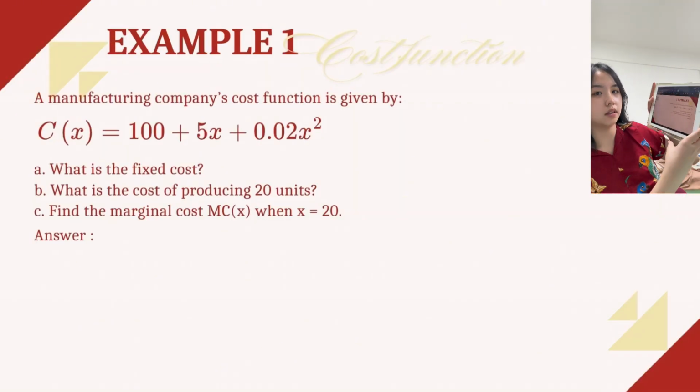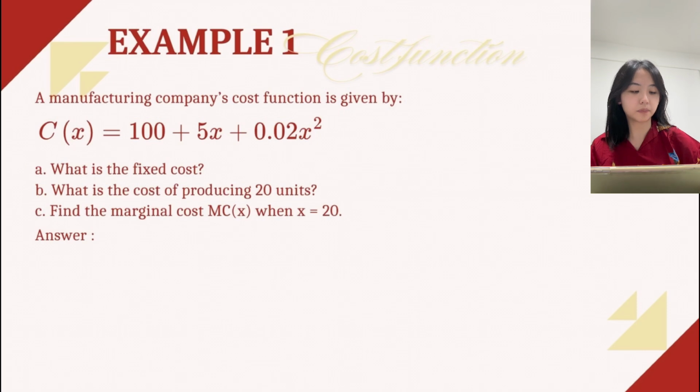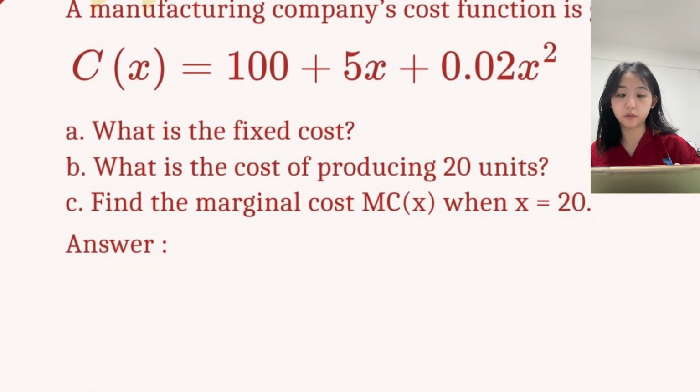That's an example of the cost function, and let's do it together. So the fixed cost is definitely a constant number. It's not a function, so it's not connected with x, so we can find a number or a constant that does not interfere with x. Here we can see that 100 doesn't have x, so the fixed cost is 100, because it's the only thing that doesn't interfere with x.